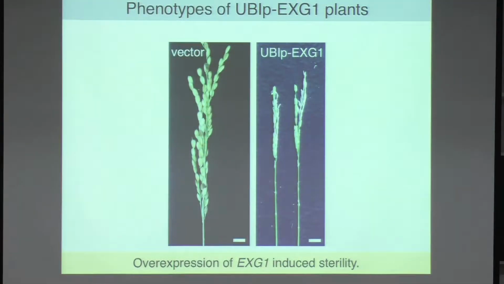In addition to the leaf phenotype, we observed an unfavorable phenotype in the panicle. This is a control plant, so we observed a very normal panicle. But in the overexpressing plants, the panicle was very small, like this, and they produced no seed, so they are sterile. So overexpression of EXG1 unfortunately induced sterility.